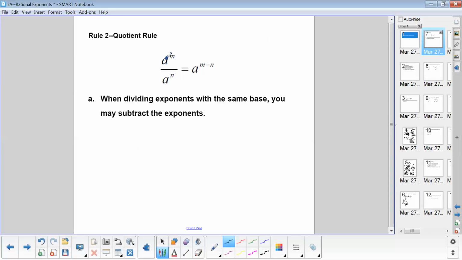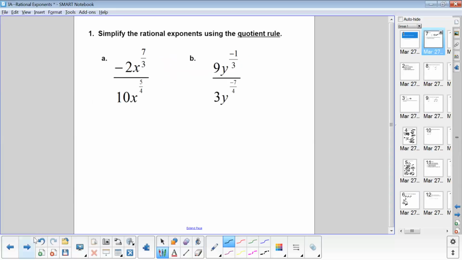The quotient rule states that if we're dividing exponents and the bases are the same, then you're allowed to subtract the exponents. So with this one, notice these are coefficients, so we're still going to divide those numbers. Negative 2/10 would be the same as negative 1/5. You always want to try to simplify as much as you can.